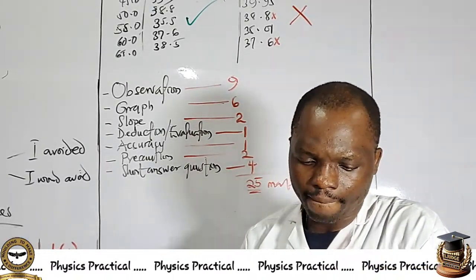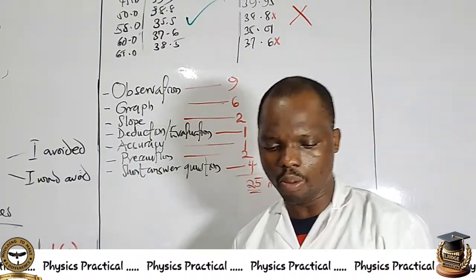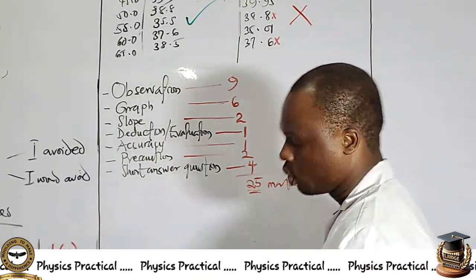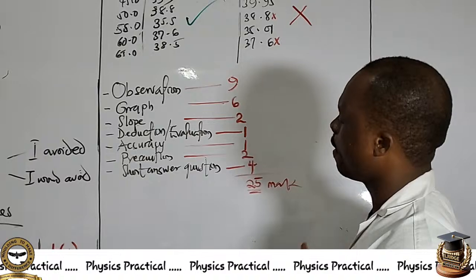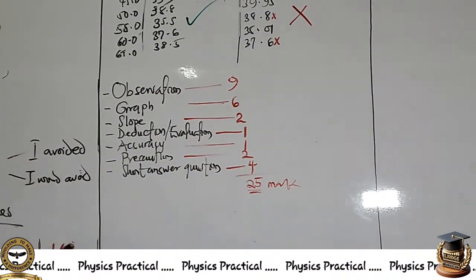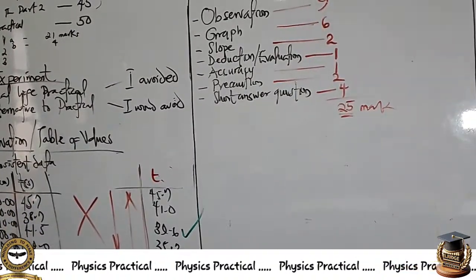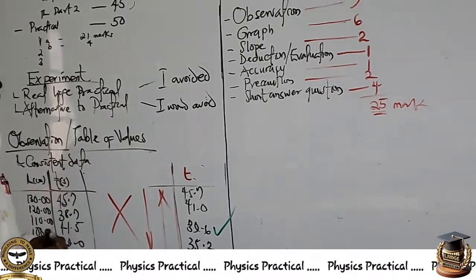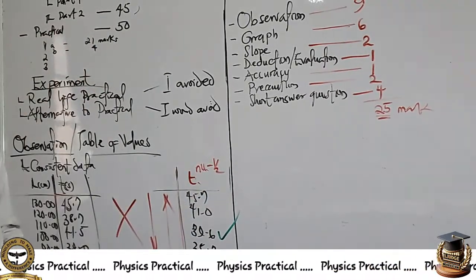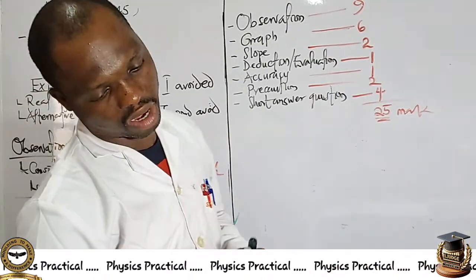Then wrong or missing units. Wrong or missing units attract a penalty of half mark each. So if, let's say, I did not put the unit for the time here, for not putting the unit of the time here, there will be a what? No unit, minus half. I'll remove half mark from the table. So no units, I remove half mark from the table.